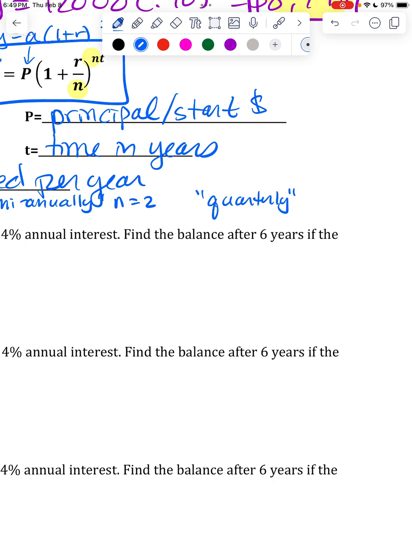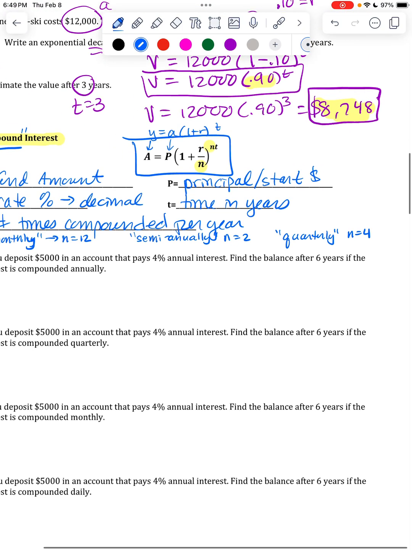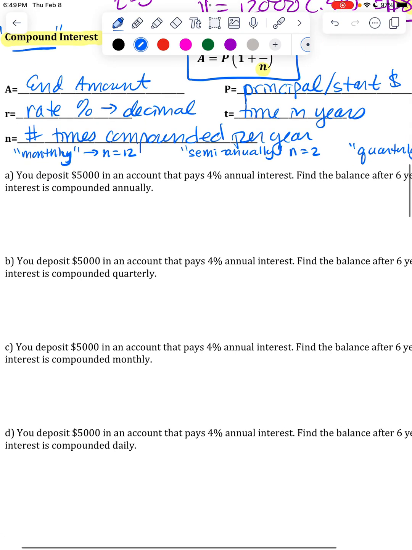How many quarters are there in a year? That would be 4 times a year. So the N is the thing you have to think about: how many times is it compounded?